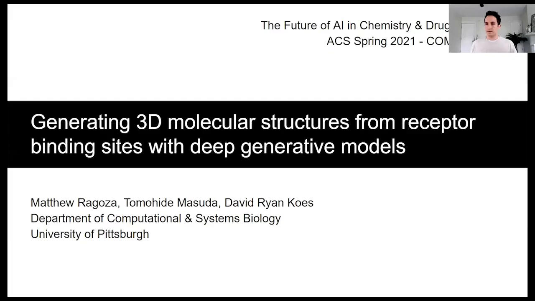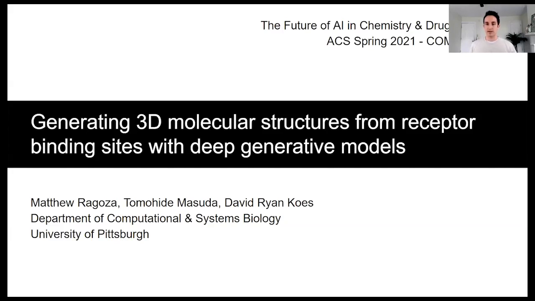For some reason, I've lost the presenter names. So, generating 3D molecular structures based on receptor binding sites with deep generative models. And I believe it's Matt Ragoza who will be speaking. Yes, that's me. Thank you. Okay, sharing my screen. Okay, does that look okay? It does, yes.